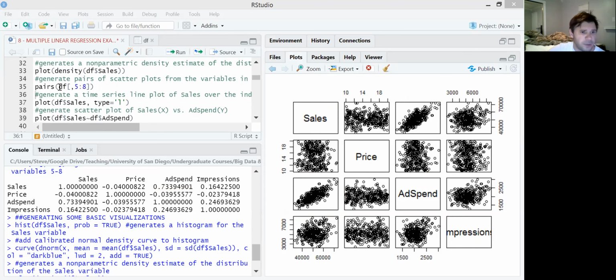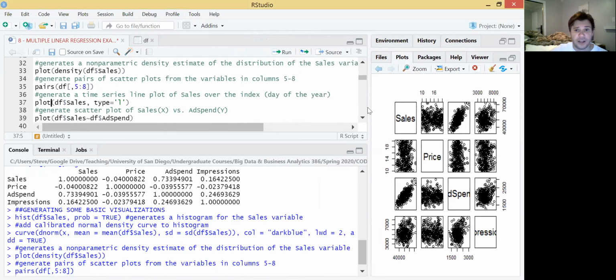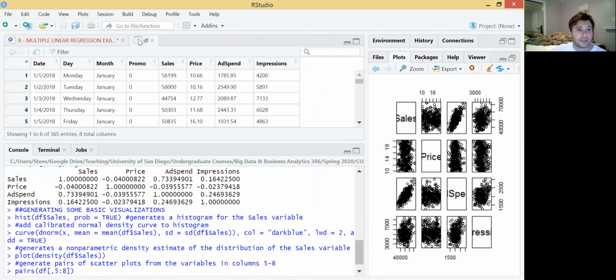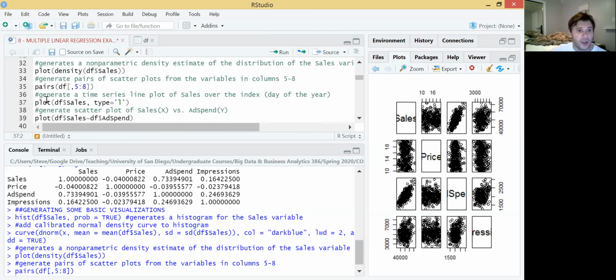In fact, there's a couple other types of plots we could generate here. If we wanted to look at, let's say, the time series plot of sales, which is indexed by observation, and if we go to the data frame, we can see our observations are really days of the year. We can run the plot function on the sales variable in the df data set, and we're going to tell it to make it a line graph, type equals l. You can play with that argument as usual.